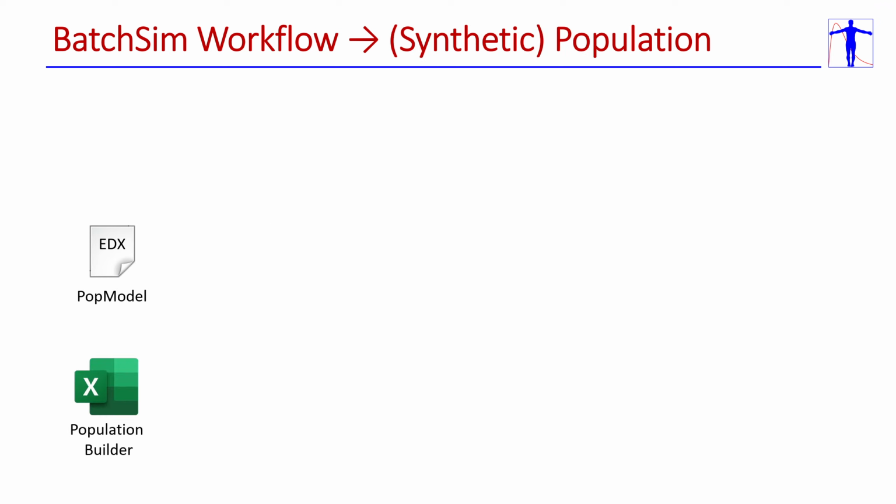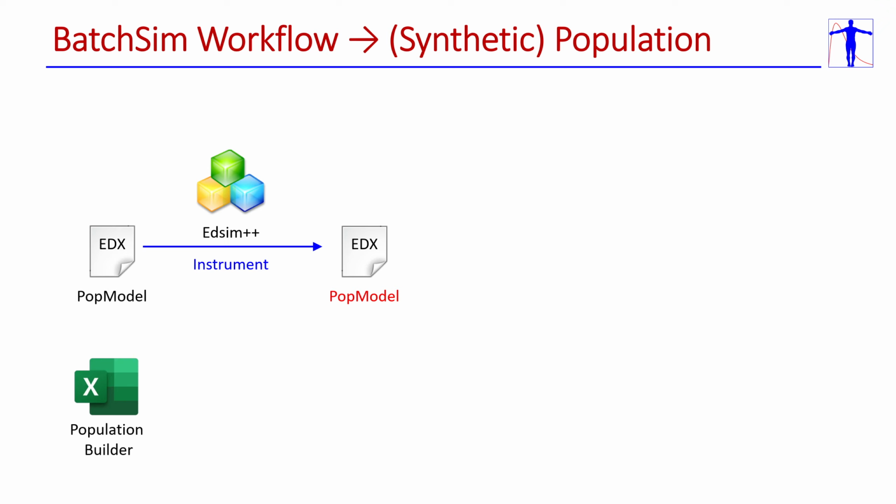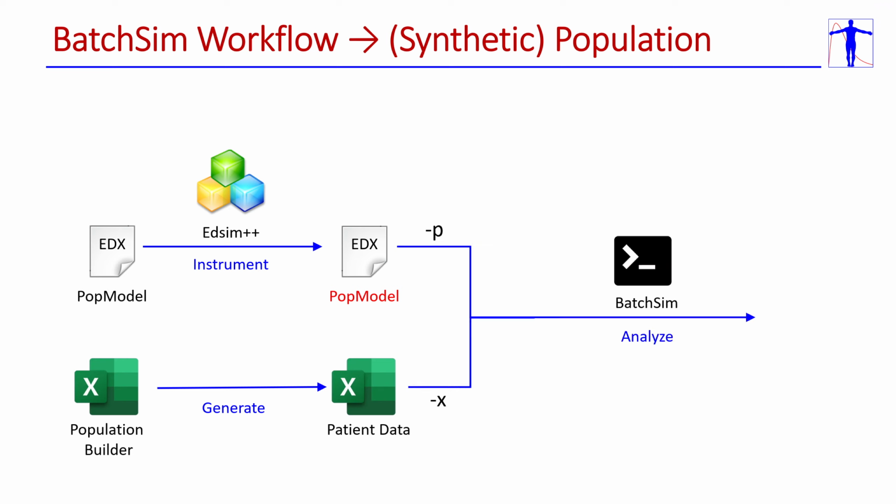The diagram below demonstrates the basic BatchSim workflow when using a patient population. The process starts with a BatchSim population model and the population builder Excel tool PopGen. We then instrument the model with instructions for report generation. Patient data are generated using the population builder tool. It is also possible to use real patient data instead of generated patients. The model is then ready for analysis using the BatchSim command line tool.